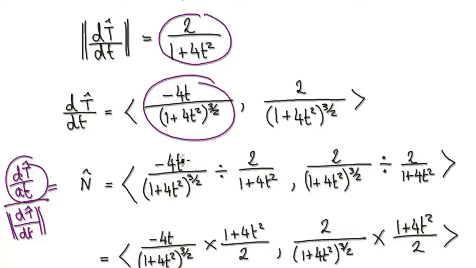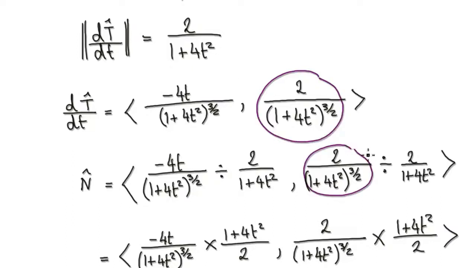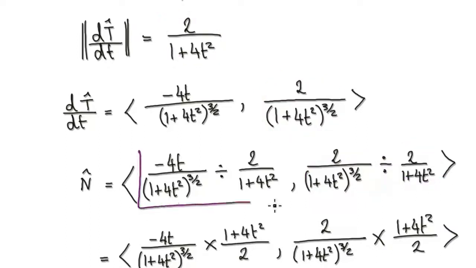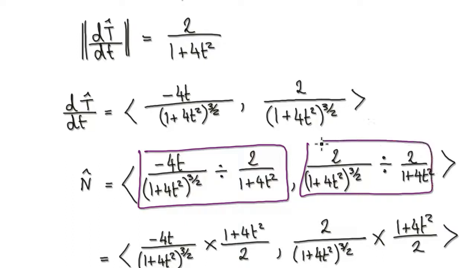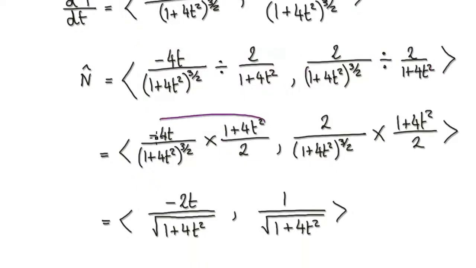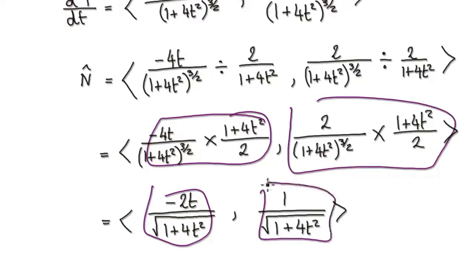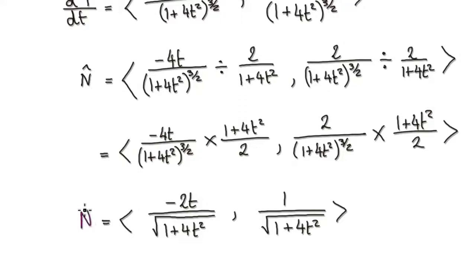So the x component would be this thing divided by its magnitude, and the y component would be this thing divided by its magnitude. This is our x component, this is our y component. Now tidy this up. Dividing by a fraction is the same as multiplying by its reciprocal. So if you tidy this up, it will give you this, and tidying this up gives you this thing here. So this is our unit normal vector.